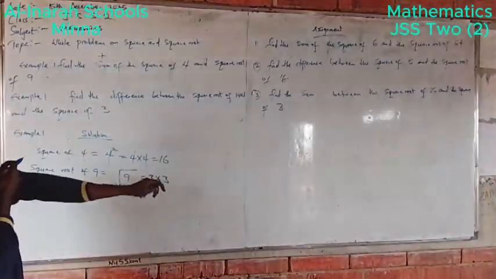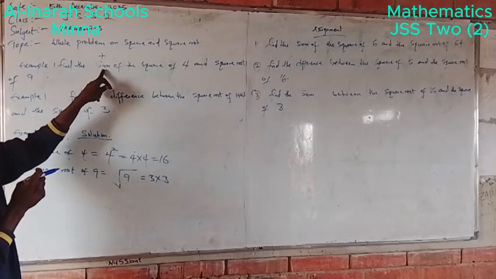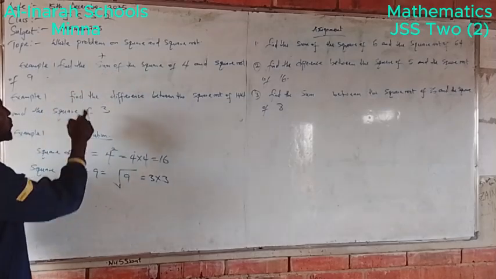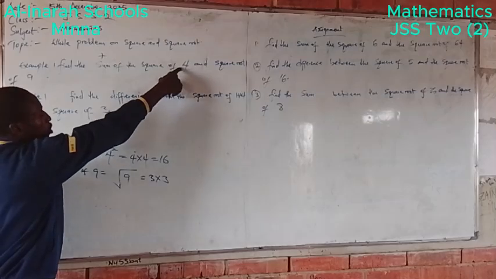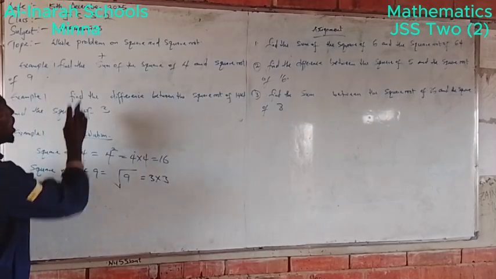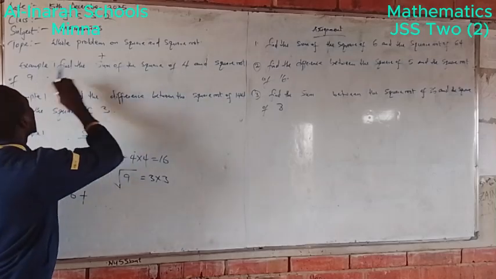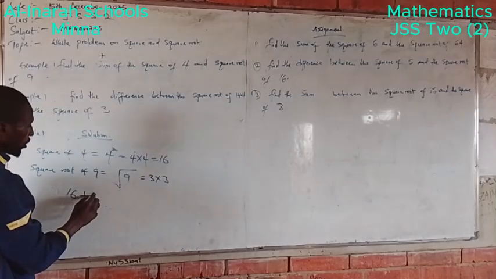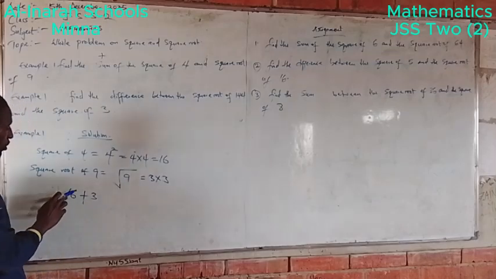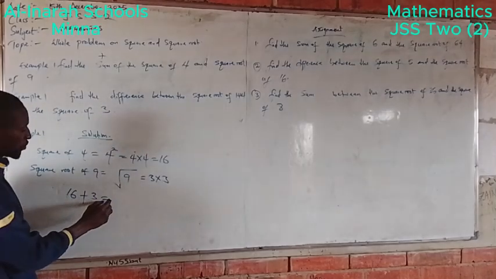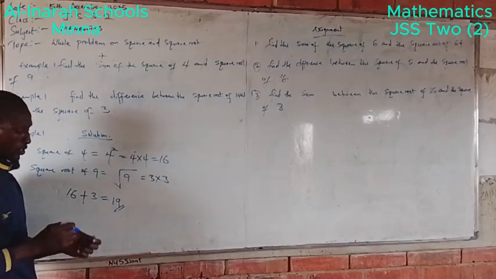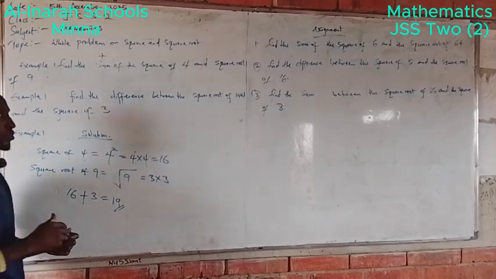3 times 3 will give us 9. But in the question, we are asked to find the sum, which means plus. That is, after solving the square of 4, we have gotten 16. And the sum stands as plus. And the square root of 9 is 3. Now, if you add up 16 plus 3, it will give us 19 as our final answer. That is for example 1.